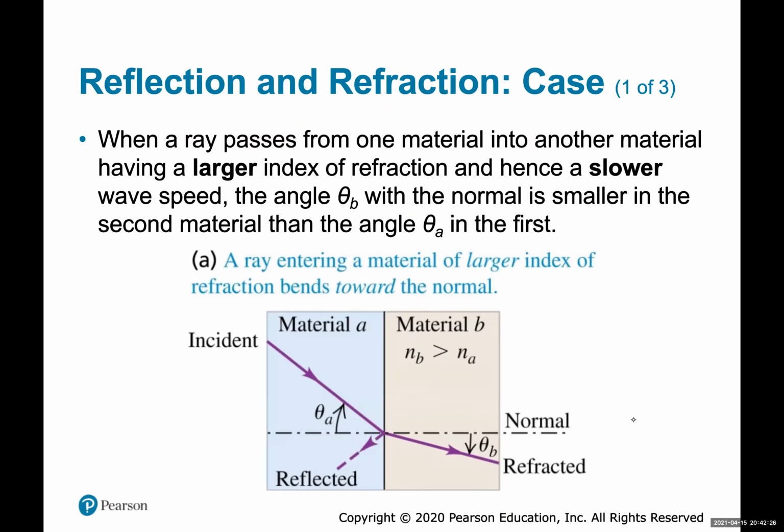A ray entering a material of larger index of refraction bends toward the normal. Bending toward the normal means that the angle between the ray and the normal decreases. Normal, again, is an old word that just means perpendicular, like normal force, right? That's what we saw in the derivation just now.